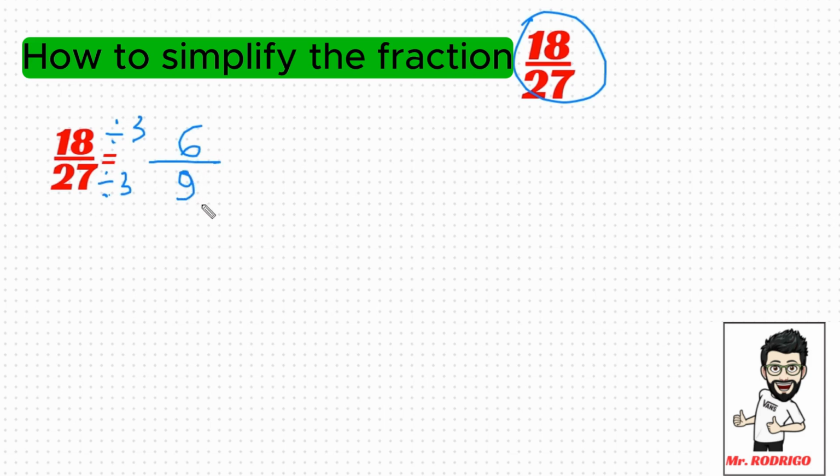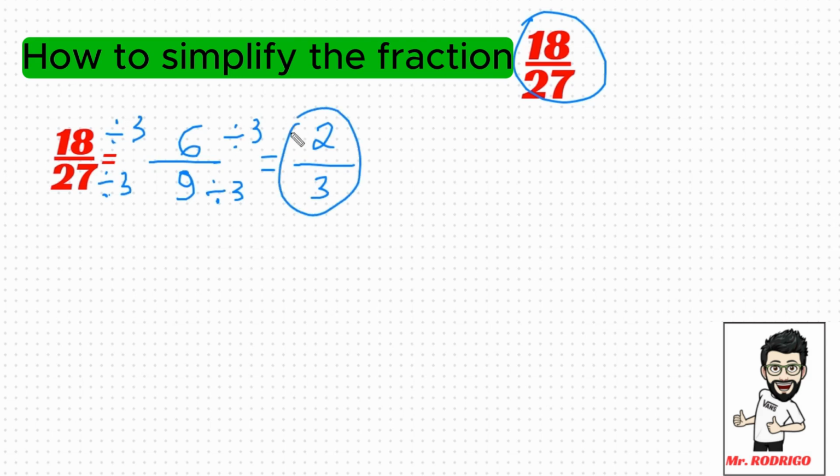Now we have the fraction 6/9, and I can divide by 3 again. See? 6 is divisible by 3, and 9 is also divisible by 3. 6 divided by 3 is 2, and 9 divided by 3 is 3. We end up with the fraction 2/3, and now I can't simplify it any further. So we've reached our simplest fraction.